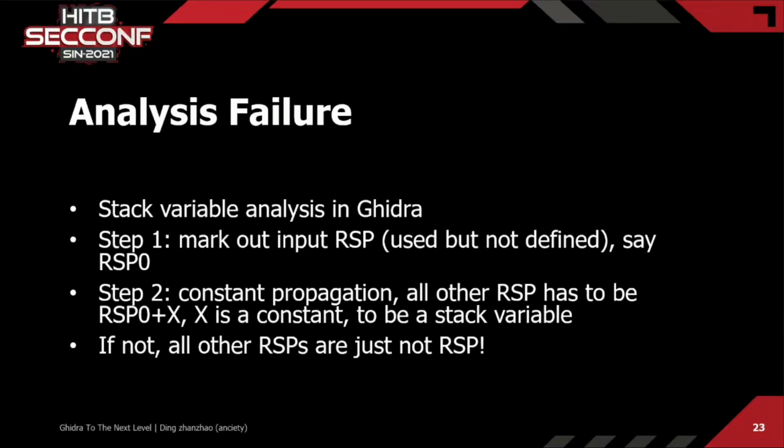Ghidra first marks out the input RSP, the initial RSP value of this function that is used but not defined. Let's give it another name, RSP0. Note that Ghidra does not do any interprocedural analysis, which means when it decompiles a function, it does not look at any other functions inside. After that, Ghidra will run a constant propagation procedure. This constant propagation procedure is not specific to this analysis, but its result is used here. Then Ghidra thinks, after the constant propagation, all the RSP values should be marked now, in the form of input RSP or RSP0 plus a constant. If it is not in this form, for example, if you got RSP0 multiplied by something, then it is not possible to treat it as a stack variable.